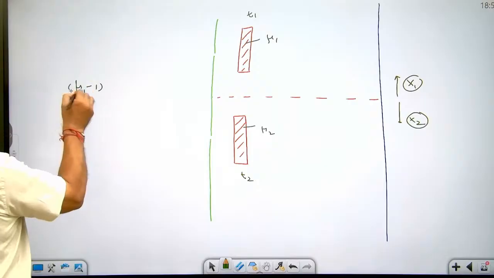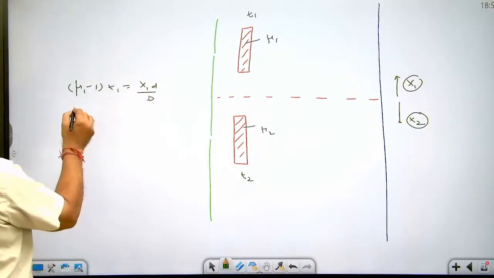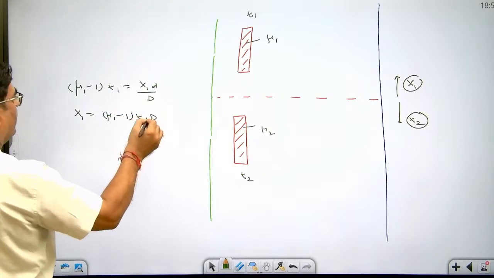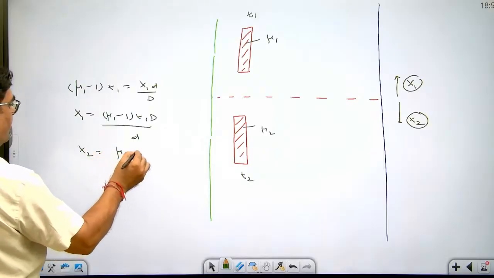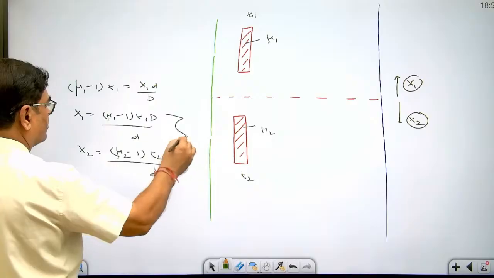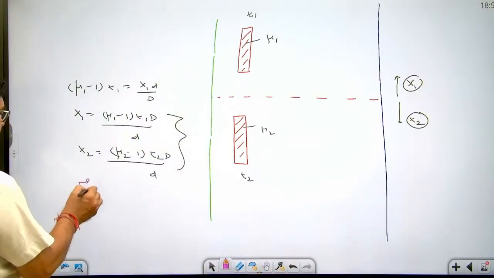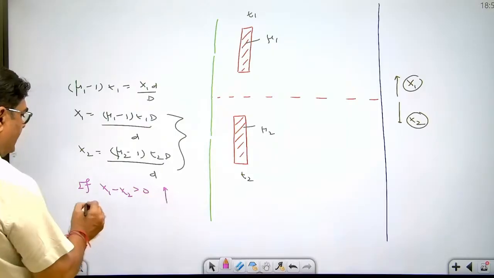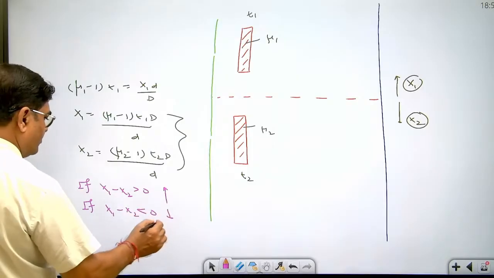(Mu1 minus 1) into T1 equals x1 d upon D. So x1 is (mu1 minus 1) T1 D upon d. And in a very similar way, x2 is what? (Mu2 minus 1) T2 D upon d. So dear student, if x1 minus x2 is greater than 0, the fringe pattern will shift upside, okay? If x1 minus x2 is less than 0, the fringe pattern will shift downside.